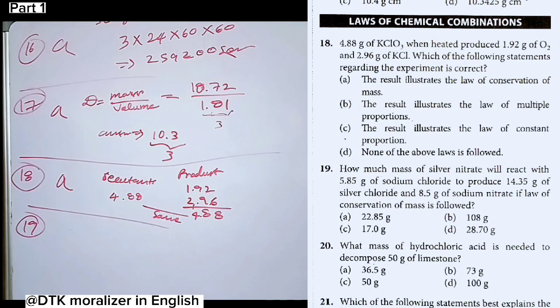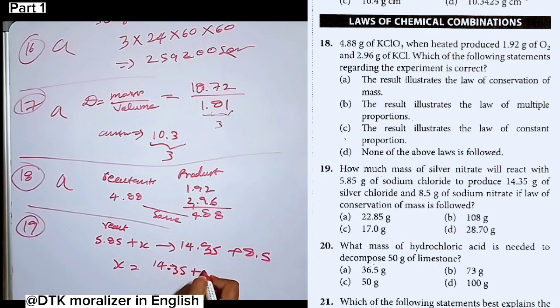Question number 19. How much mass of silver nitrate will react with 5.85 grams of sodium chloride to produce 14.35 grams of silver chloride and 8.5 grams of sodium nitrate if the law of conservation of mass is followed? So here, as you can see, reactants are 5.85 plus X, which produce 14.35 grams of silver chloride plus 8.5 grams of sodium nitrate. Now X is equal to, this will go that way, and when we add both and minus 5.85, the answer will come out as 17 grams. So option C, right here.